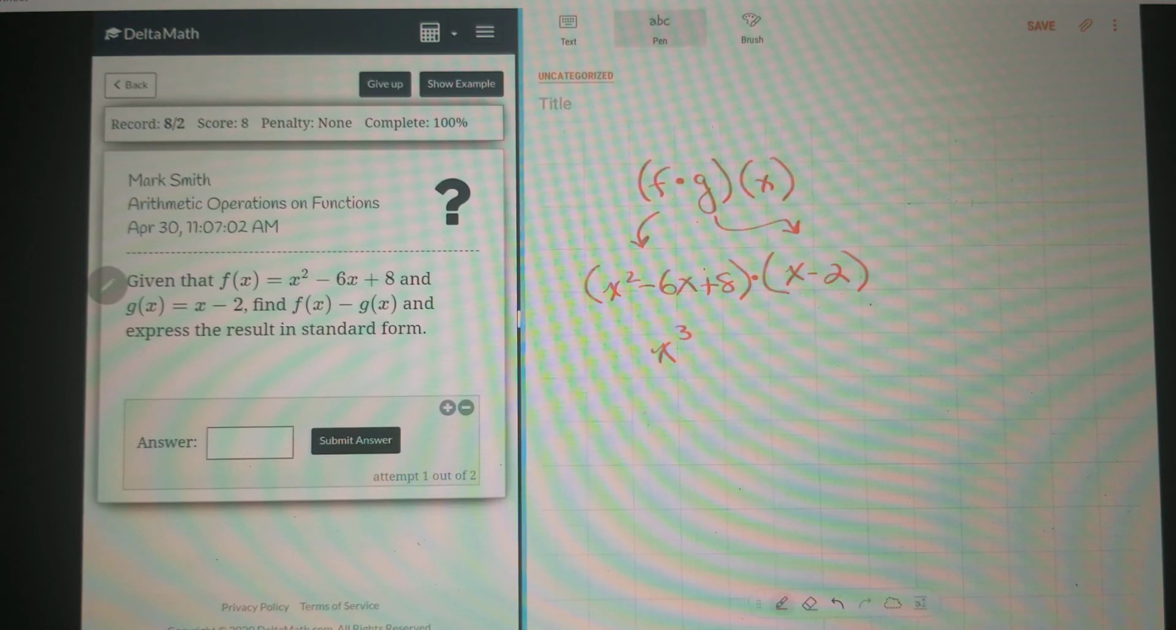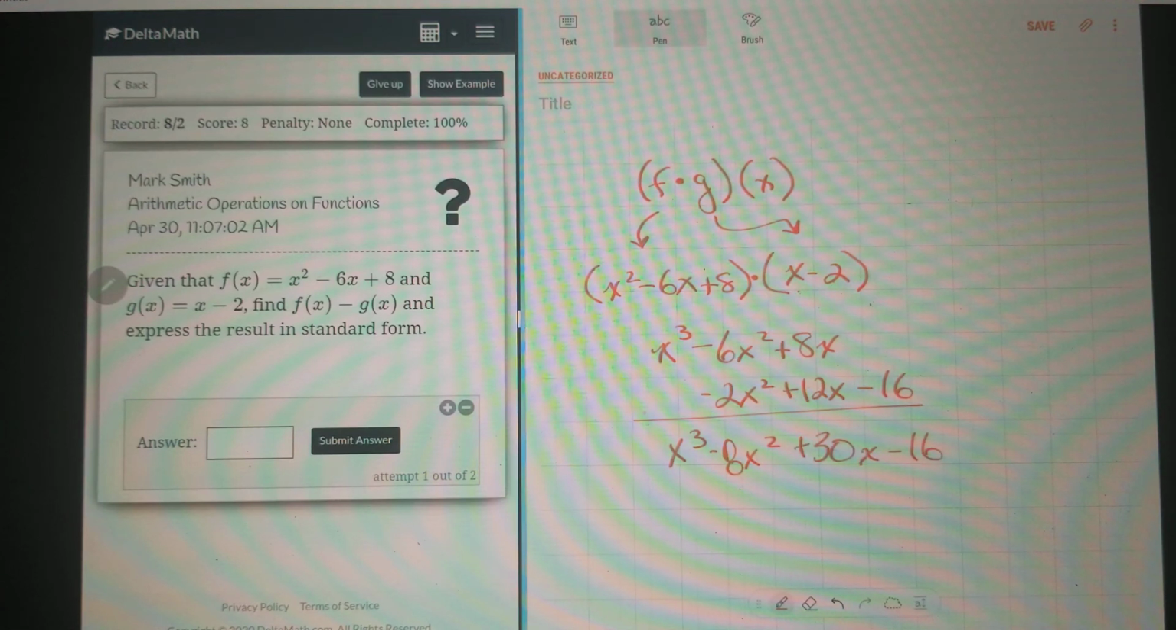I'm going to take x times x, which is x squared. X times negative 6x is negative 6x squared. X times 8 is plus 8x. So that's my x's. And then I'm going to have negative 2 times x squared, negative 2x squared. Negative 2 times negative 6x is positive 12x, sorry. And negative 16. I add those together. I get x cubed minus 8x squared plus 20x minus 16.